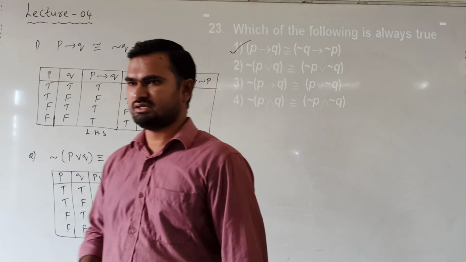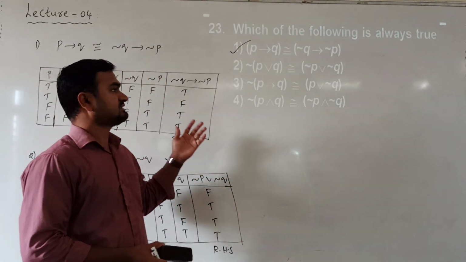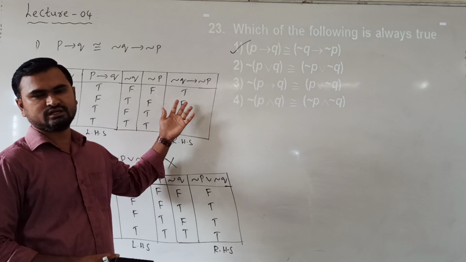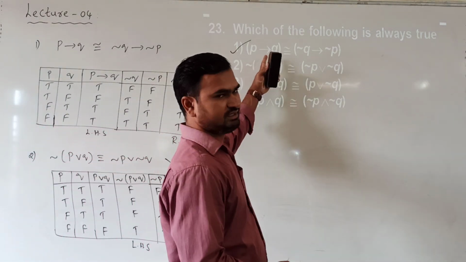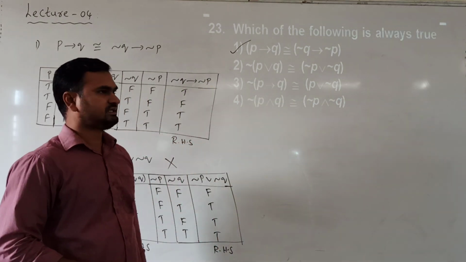Now this is one method we can always use. To check the logical equivalence, we use the truth tables. Now if you can remember formulas, then also we can write the answer directly. Okay? See the options here.